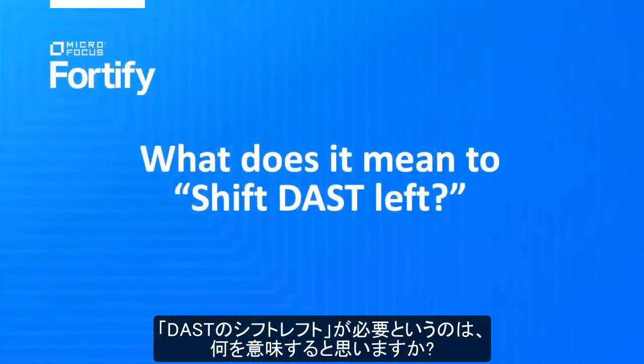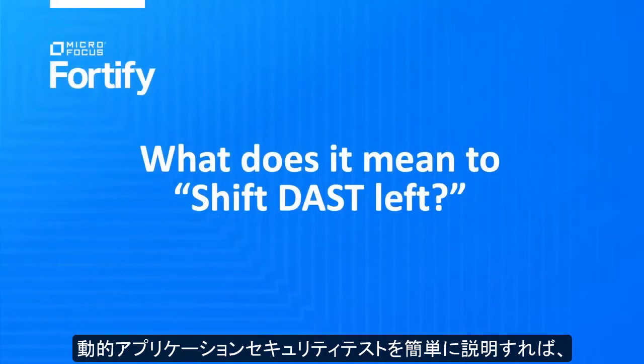First of all, there's a phrase that we hear in the industry, which is shifting DAST left. For those that may be familiar with DAST and the application security development lifecycle, what does that mean when we say we need to shift DAST left?